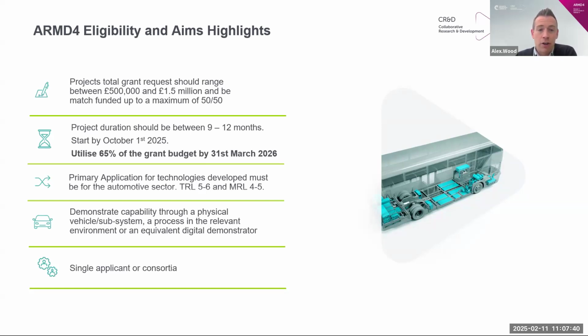The primary application technologies developed through the competition should be for the automotive sector, but cross-sector application is valuable for aggregating your demand. And once successfully concluded, the TRL level should be at least 5 or 6, and the MRL level at least 4 or 5. The result is a product demonstrator, a process demonstrator in the representative environment, or an equivalent digital demonstrator. And we're accepting both single entity or collaborative consortia projects.